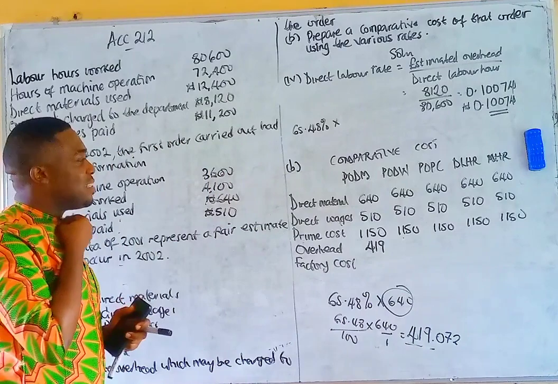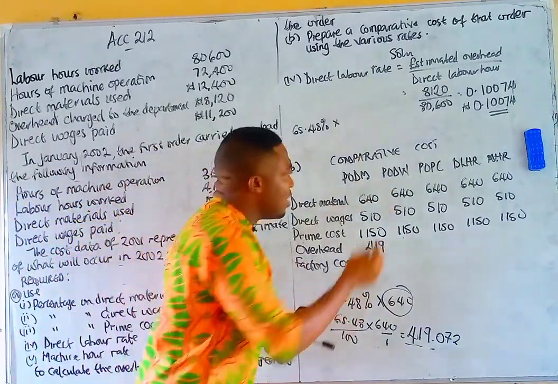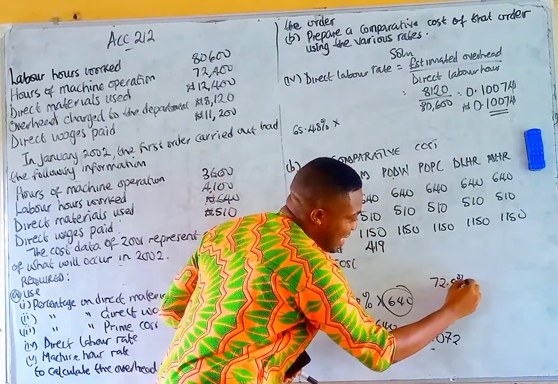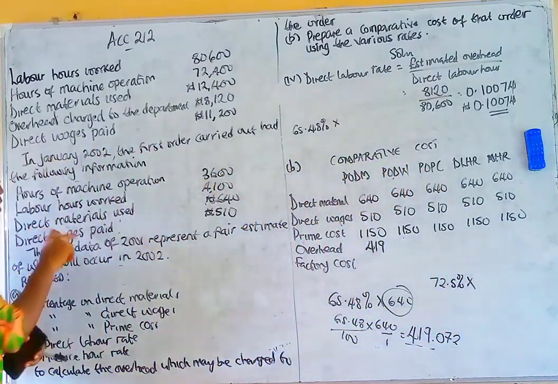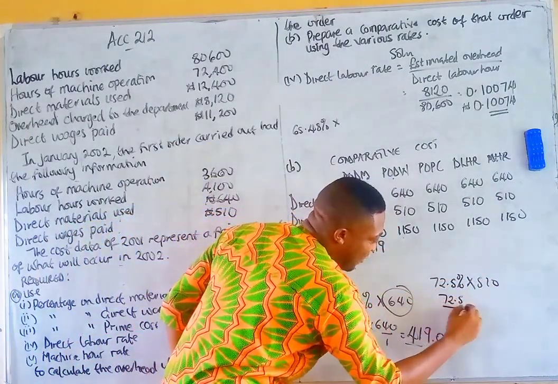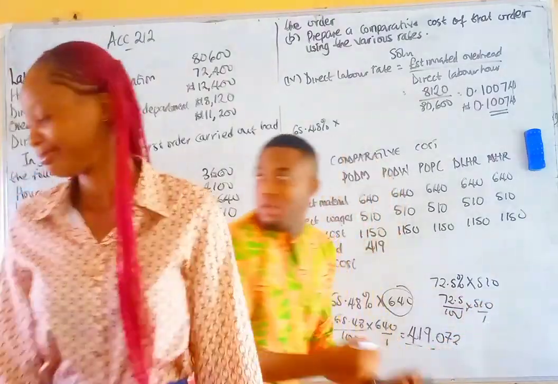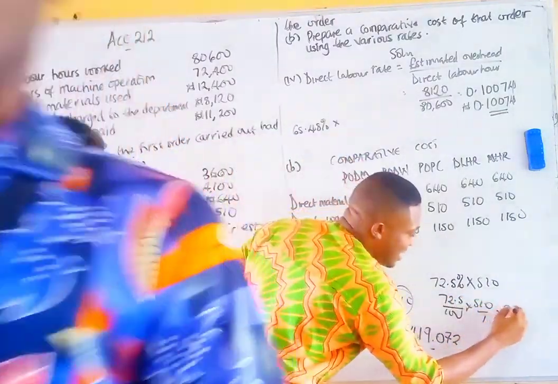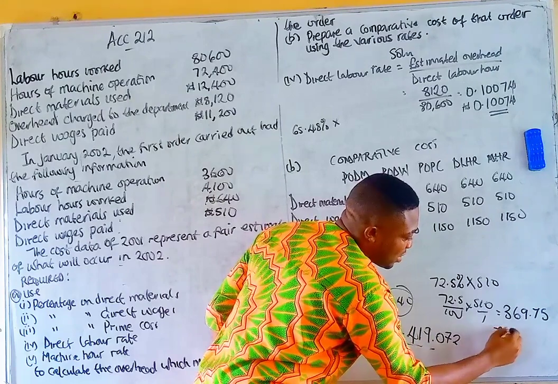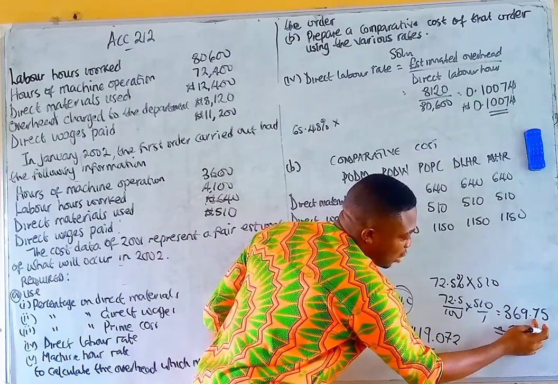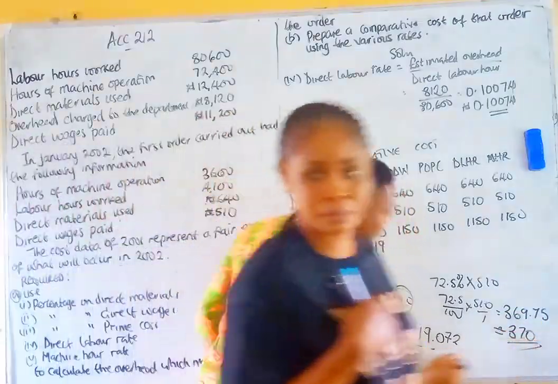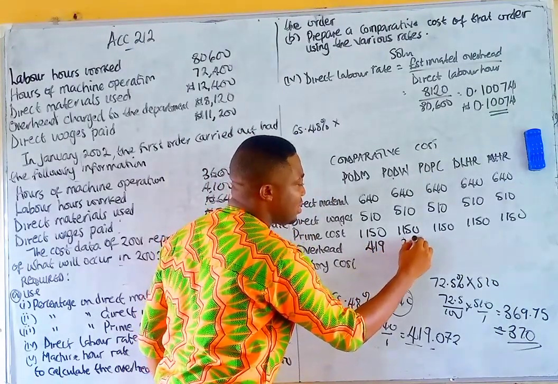The next one is for direct wages. The same thing: we calculated the percentage on direct wages, 72.5%. Now you multiply it by the value of direct wages for this year, which is 510. So that is 72.5 over 100 times 510, which is 369.75. We can approximate to 370.